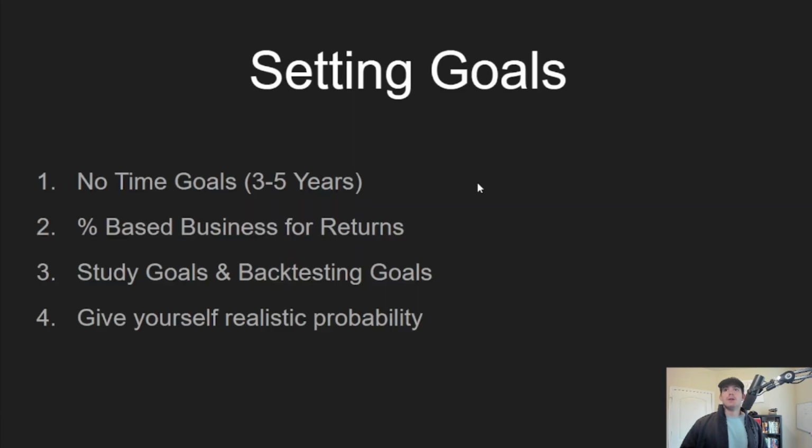So setting goals, I would recommend that you don't use any time-based goals. Really, rule of thumb for learning to trade is 3 to 5 years, but we'll talk about breaking down goals. Again, percentage-based business. Study goals and backtesting goals. Like I said, I would use the 1-1-1. And give yourself realistic probability, right? Only probably 5 to 10% of traders are profitable because trading is difficult. And we'll talk about all the tools that you can use to help yourself be profitable, but at least give yourself a little time before you throw in the towel.